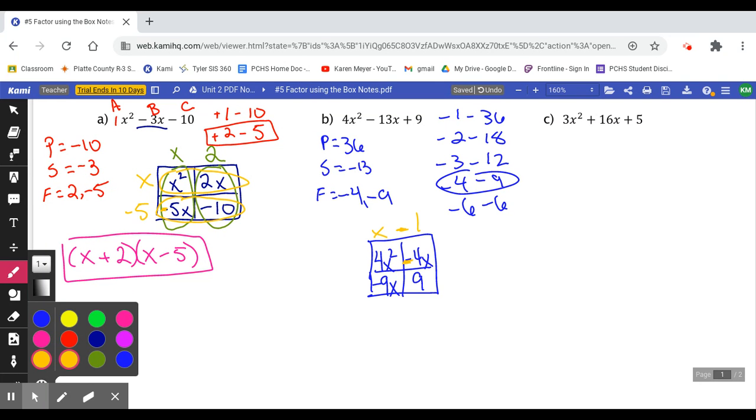Sideways. 4 and 4 are divisible by 4, and they both have an x. Sideways on the bottom. Oh no, can't start with the negative, so make sure I take out a negative. And then 9 and 9 are both divisible by 9. So my answer should be x minus 1 and a 4x minus 9.